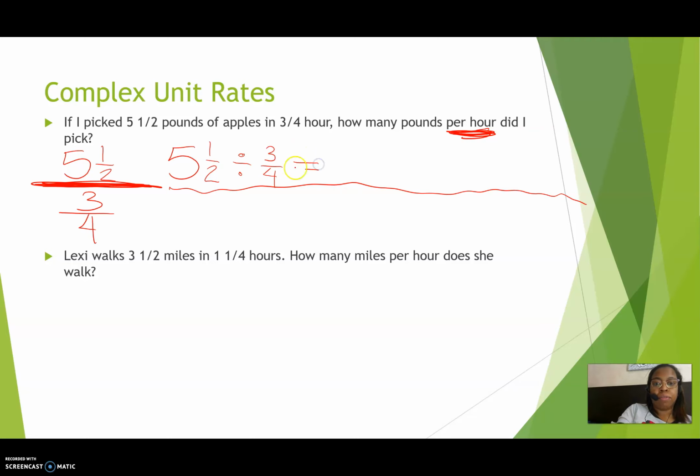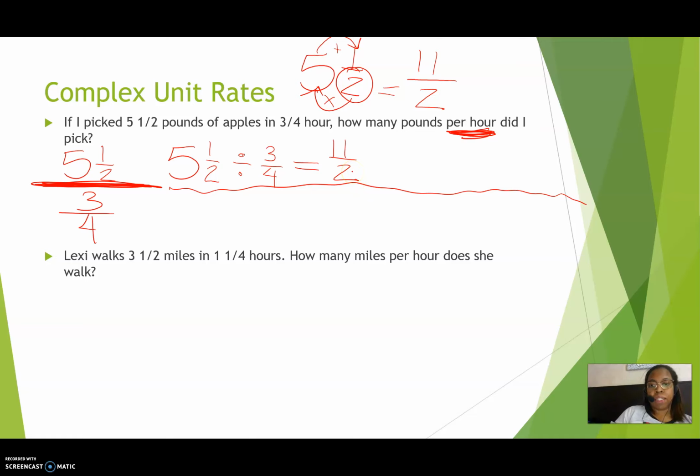So how do we do that? Well, when we're working with 5 1/2, we're going to multiply our 2 times 5, and then we're going to add that number to 1. So 2 times 5 is 10, plus 1 is 11. That is our new numerator. Our denominator will stay the same. So 5 1/2 is the same thing as 11/2.